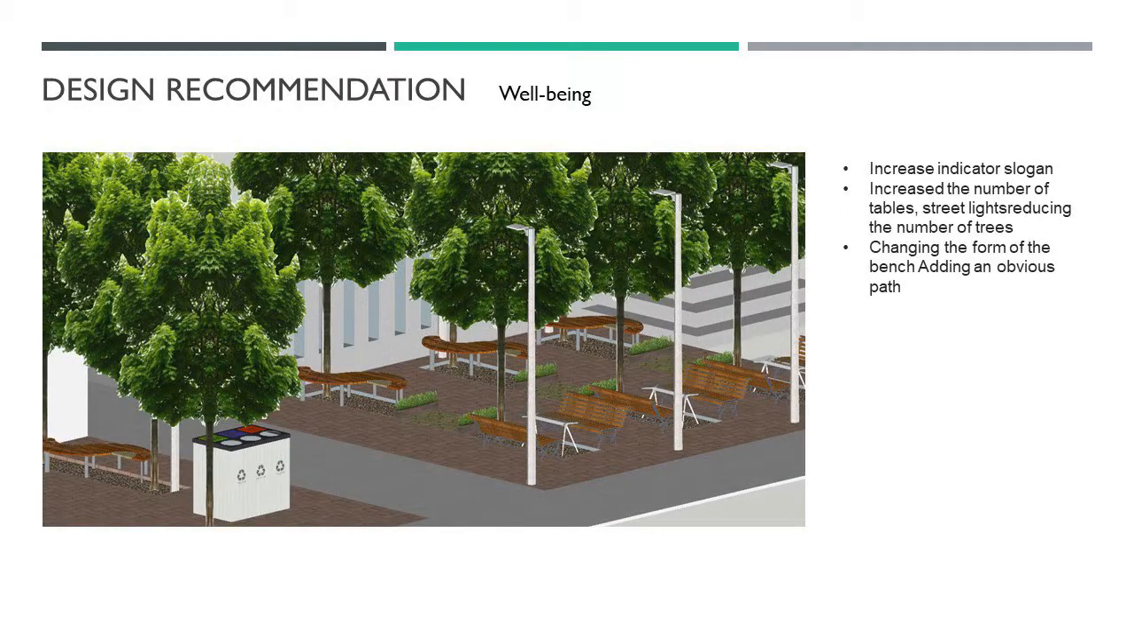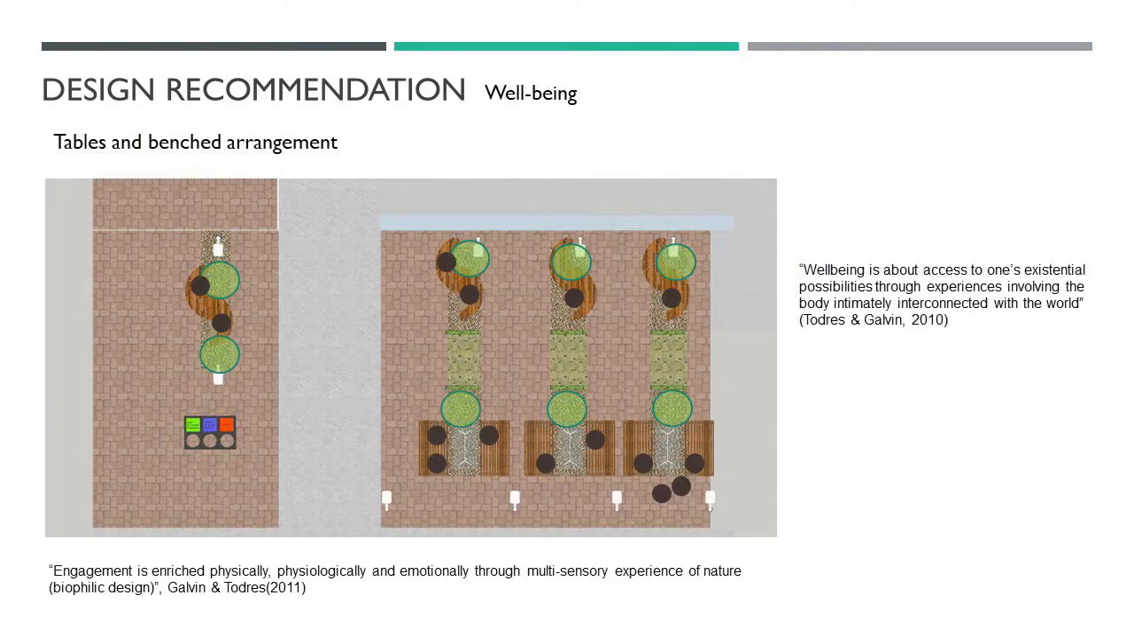I designed for the site, focusing on the placement and form of long chairs, increasing the number of tables and street lights, increasing night light, making the venue safer, and then reducing the number of trees to reduce shadow on the ground and increase natural light. While the temperature will be appropriate, so I improved the physical environment of the site. The second picture is tables and benches arrangement.